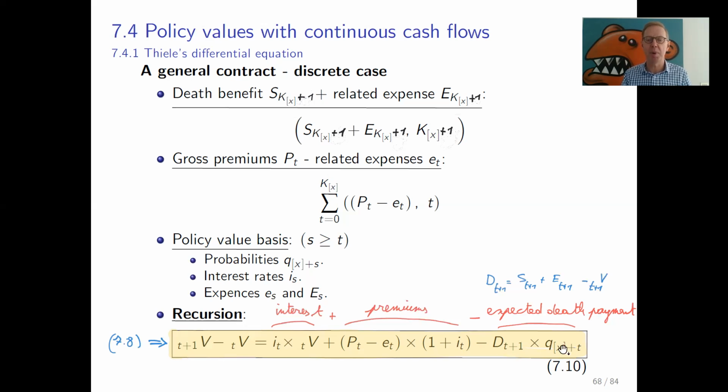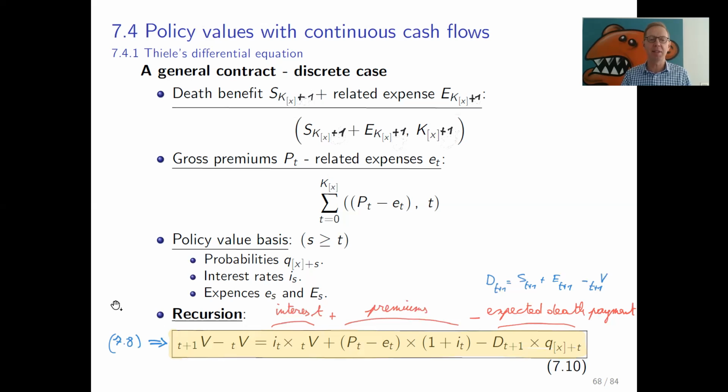And then there is a third part, minus D_{t+1} q_{x+t}, where D_{t+1} is the sum at risk. Remember, the sum at risk D_{t+1} is what will be paid to the dying minus what will be paid to the survivors, or what is needed for the survivors. D_{t+1} is S_{t+1} plus D_{t+1} minus V_{t+1}. So minus D_{t+1} q_{x+t}. What is this? This is the expected death benefit, or to be more correct, the expected extra death benefit in addition to the policy value that is paid to the persons who die.